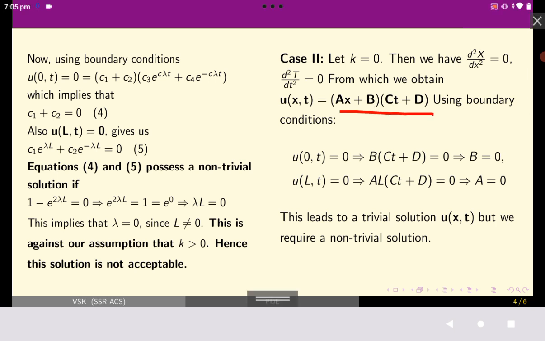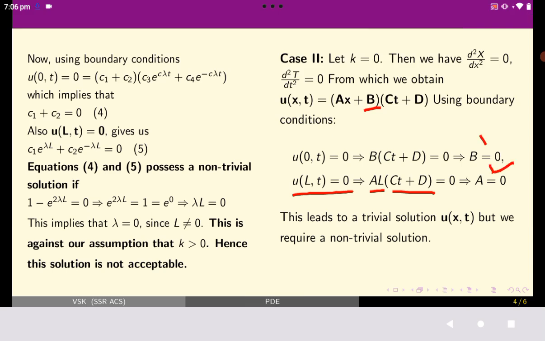Now using the boundary condition u(0,t) is equal to 0, we have to put x is equal to 0 over here. We'll simply get b times this, and because this expression is not 0, we get b is equal to 0. Now in this expression, note that we have obtained b is equal to 0. So using the other boundary condition, the value at x is equal to L, this is aL, C times D is equal to 0. This simply gives a is equal to 0.